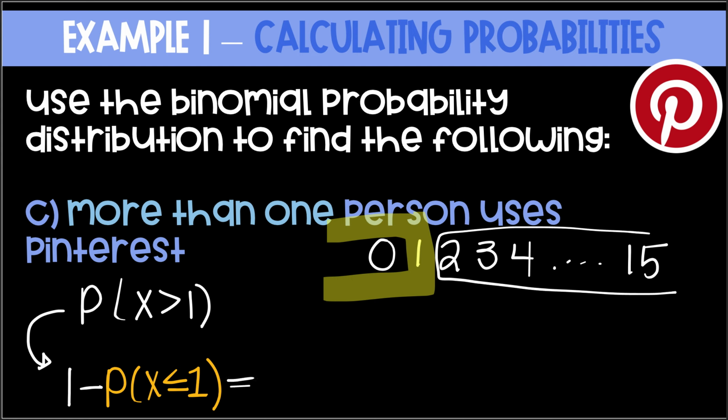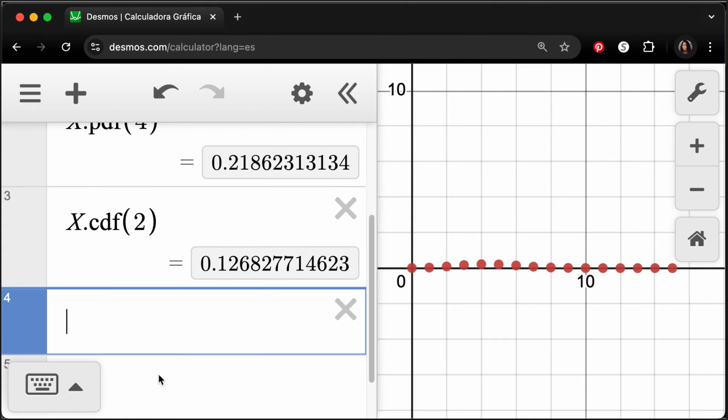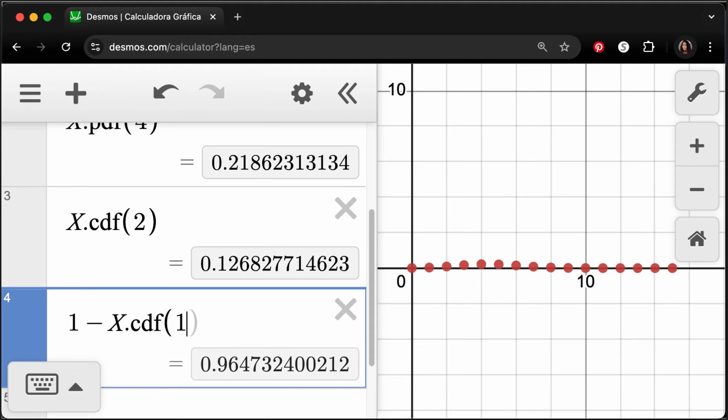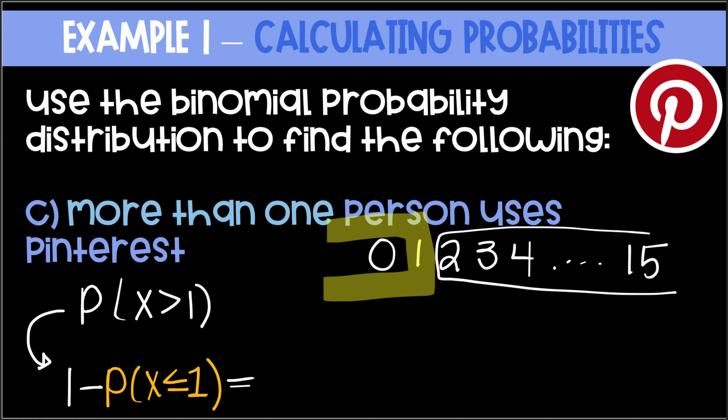All right, so on the Desmos calculator, you can put the whole thing together. You can put 1 minus, my discrete random variable was x, and I'm going to type it this time: CDF, parentheses, I want up to 1. There you go. 96.47%.